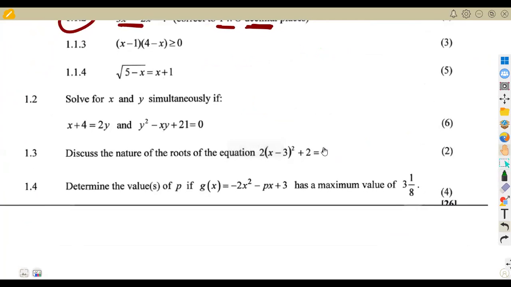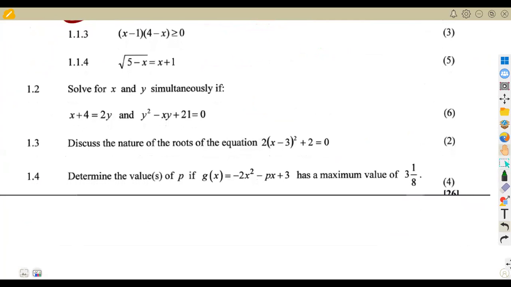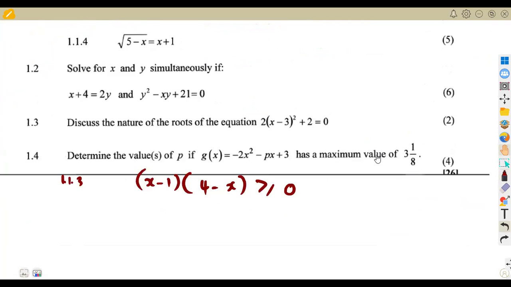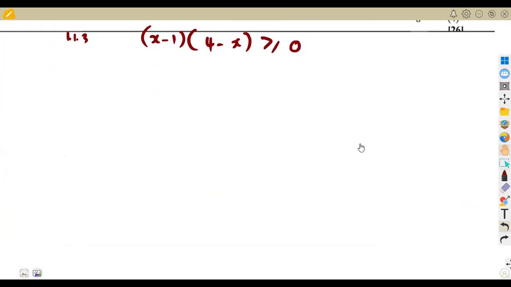Solve again for x. This one, we are now given an inequality in this case. All right. So we are given that 1.13, that's x minus 1 into 4 minus x is greater or equal to 0, like that. Okay. So how do I solve inequalities? That is the question. How do I solve inequalities?